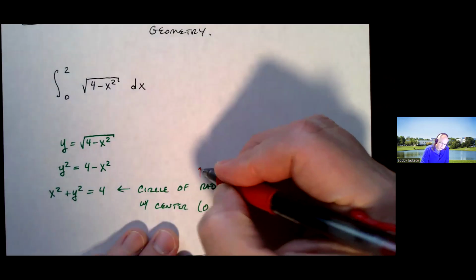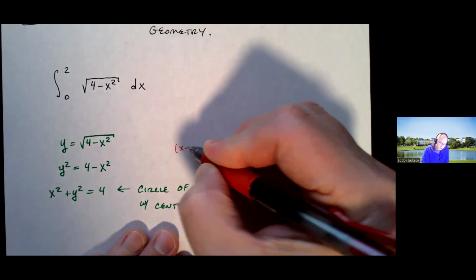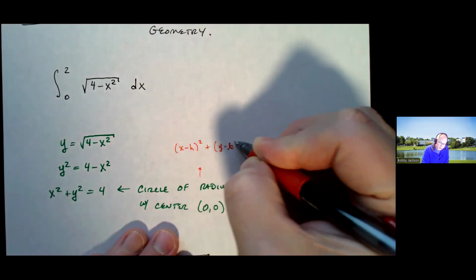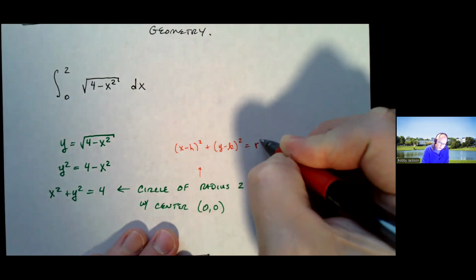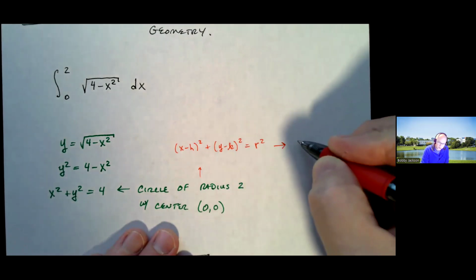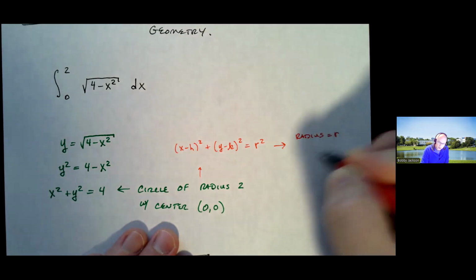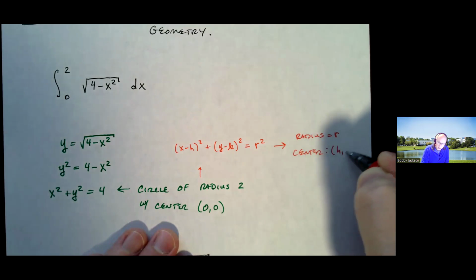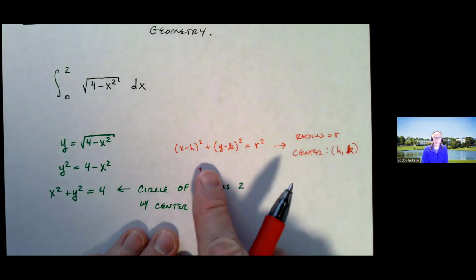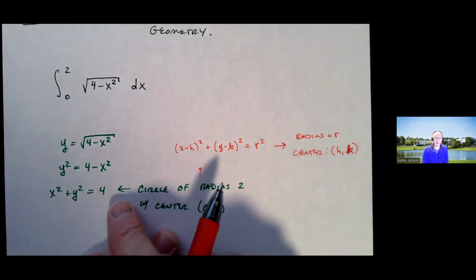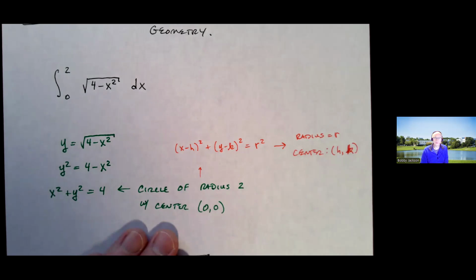So in general, remember we have x minus h quantity squared plus y minus k quantity squared equals r squared, which is the equation of a circle with a radius of r, and the center of the circle is at h comma k. Whoops, that's a k. And so you can see in our case, both the h and k values are 0, and r squared is 4, therefore r is 2.